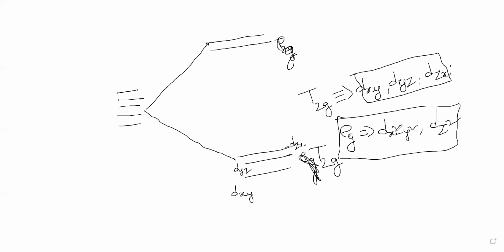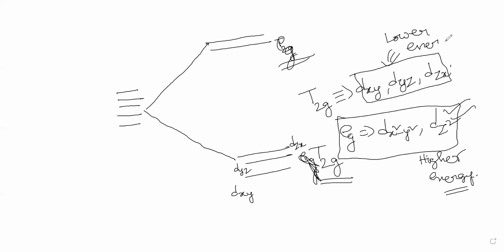Now, the dx square minus y square and dz square are repelled more compared to the T2g set. The Eg set is repelled more. So they are not degenerate anymore. These two are of higher energy because they suffered more repulsion. These three are of lower energy because they suffered less repulsion. Got it? Is this okay? Clear?